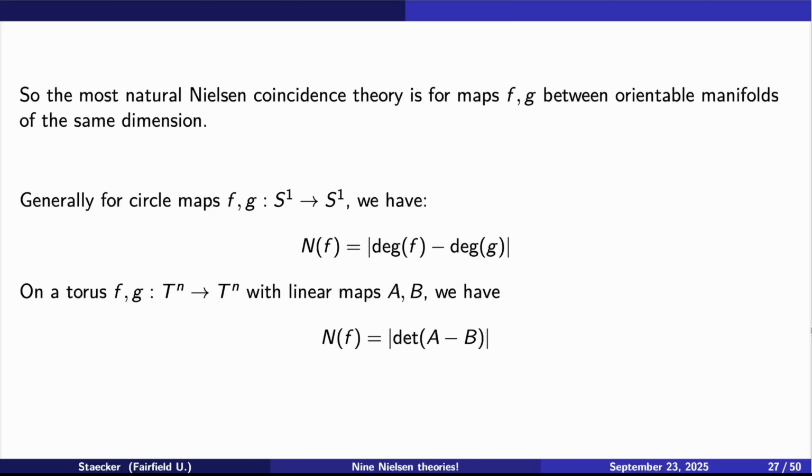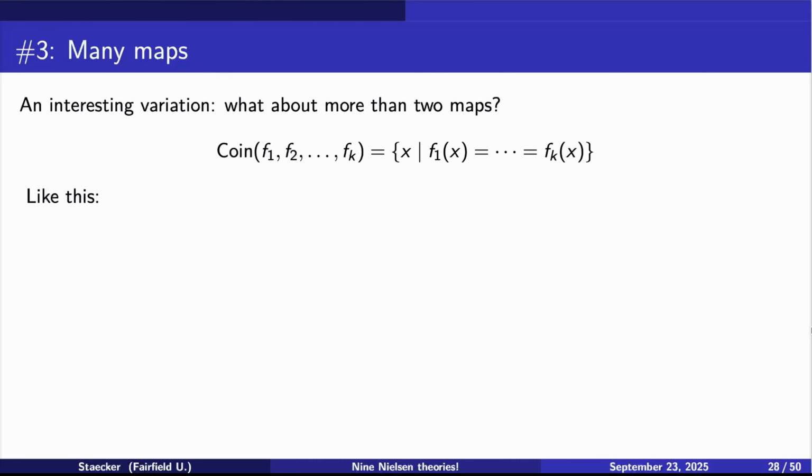You ready for number 3? I'm going to accelerate the numbers. These ones will be shorter. An interesting variation is what about more than 2 maps? All right, so this is a coincidence set of, I said, many maps. This doesn't really have a good name in my opinion, but this is more than 2 maps.